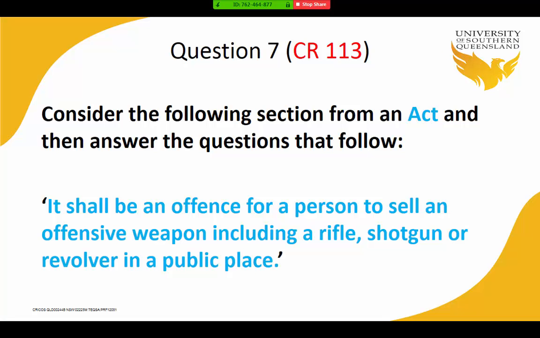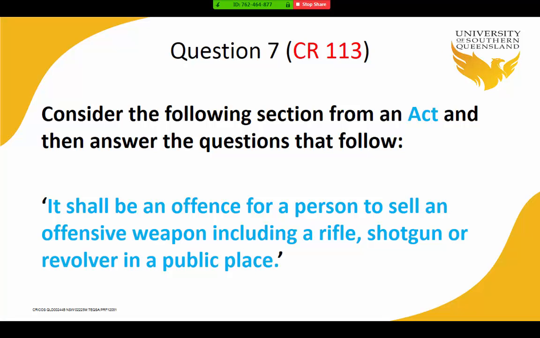We talked about something earlier in relation to a flick knife displayed in a window, and we said whether that would be sale or not. So the first thing you have to prove is that there's a selling. That's the first element. What is the second element? It has to be selling, number one, but you have to be selling an offensive weapon. Then there is an explanation of what is an offensive weapon, including a rifle, shotgun, or revolver.